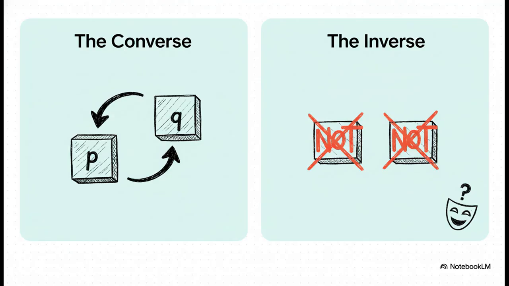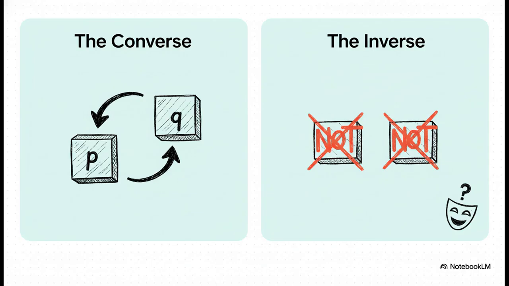All right, let's check out these first two twists. The converse, over on the left, is super simple. It just flips P and Q. So it becomes "if Q, then P." The inverse on the right keeps them in the same order, but it negates both of them. So, "if not P, then not Q."